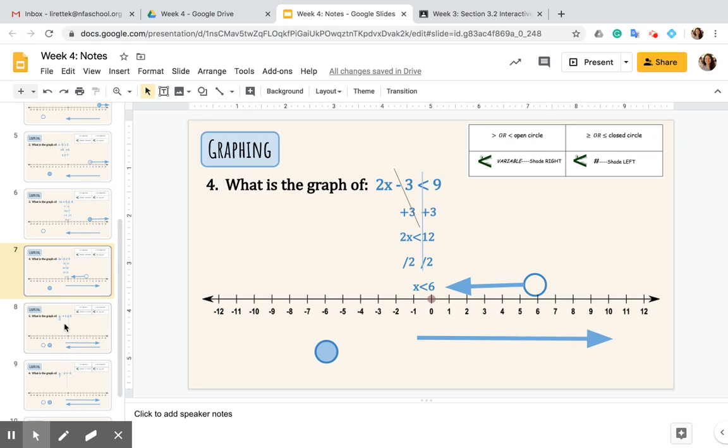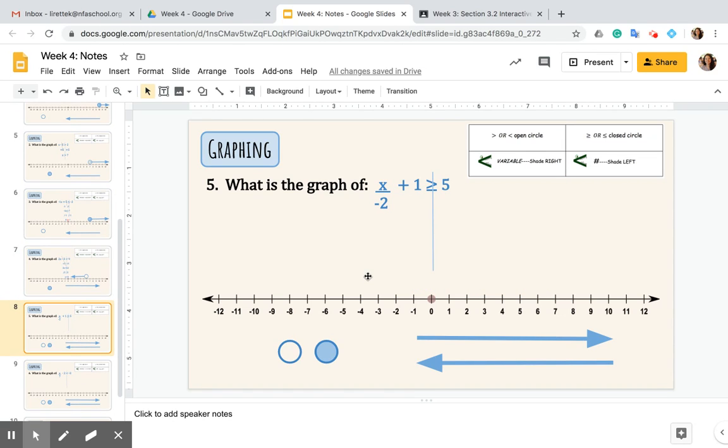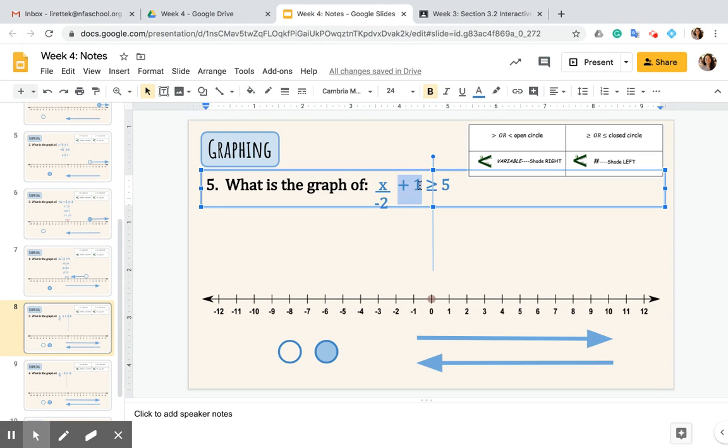Okay. Here's another example of a two-step inequality. X divided by -2, plus 1, is greater than or equal to 5. So I've got two operations near the X. I have division of -2 and addition of 1. Get rid of the 1 first because it's not directly touching the X.